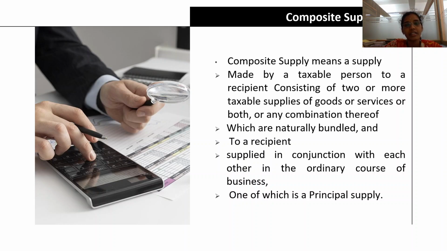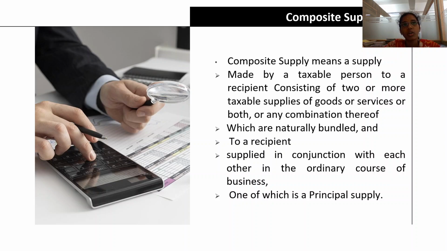This is defined under Section 2, subsection 30. What does composite supply mean? Composite supply means a supply. This supply should be made by a taxable person to a recipient. The supply should be made by a registered person. The recipient may or may not be a registered person.